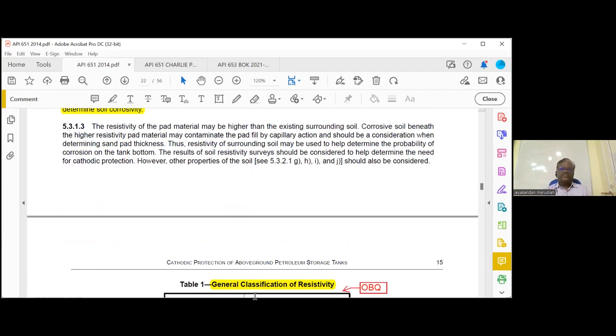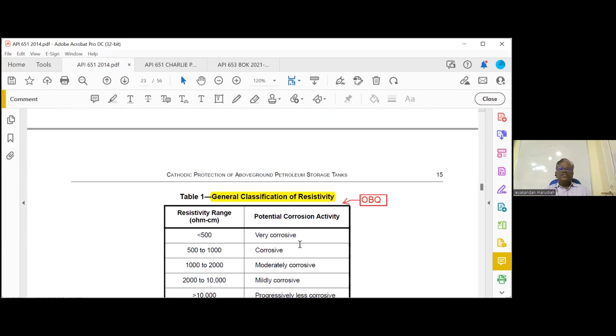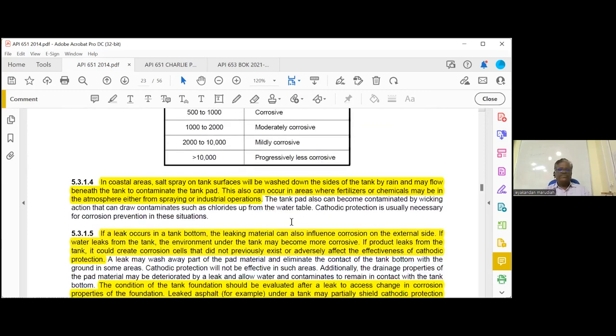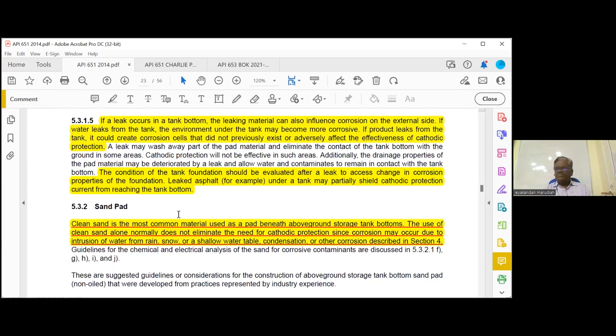Now, this is the resistivity table. This is important, open book question. Less than 500, very corrosive. Greater than 10,000, less corrosive. This is open book, based on the resistivity and the corrosivity of soil. Open book question.